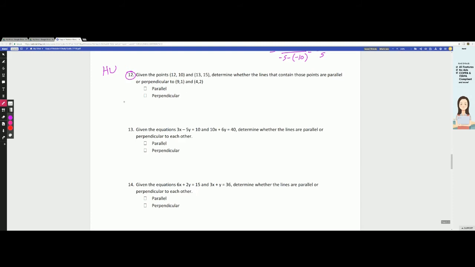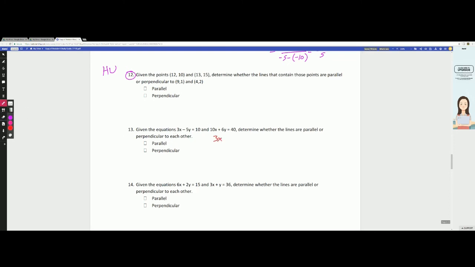Okay, so number 13, it's in standard form. We could rewrite it, right? So let's move over the 3x to both sides, and then we're going to have to divide both sides by -5. So if we do that, you're going to have y equals negative... Here, let me go ahead and show you the whole process, just in case algebra 1 was so long ago. Let's make sure you're okay on that one.